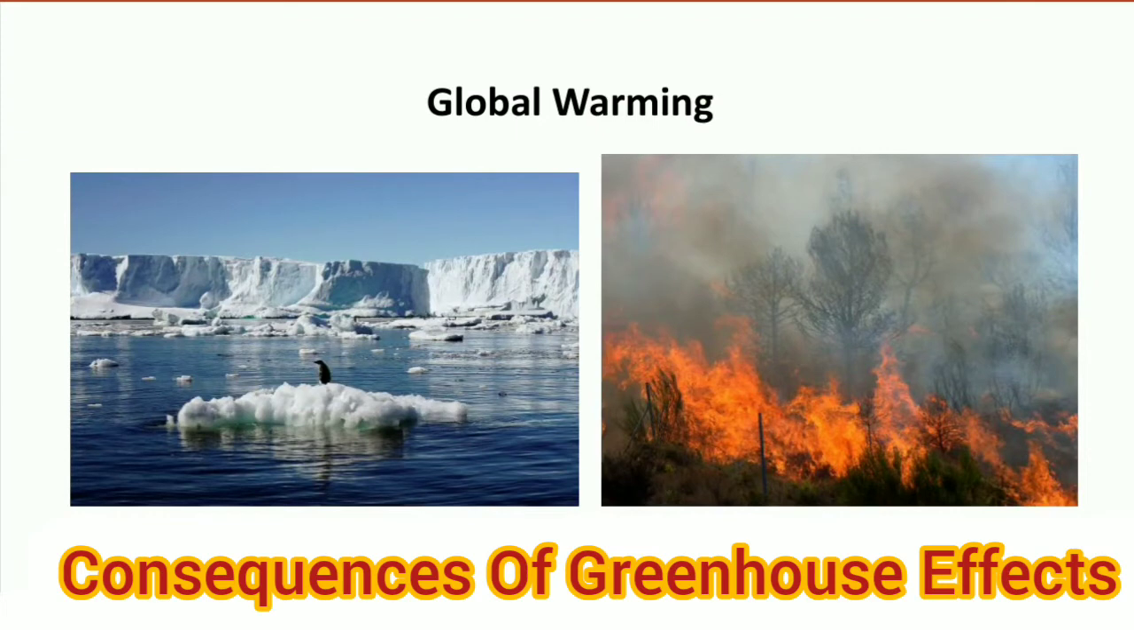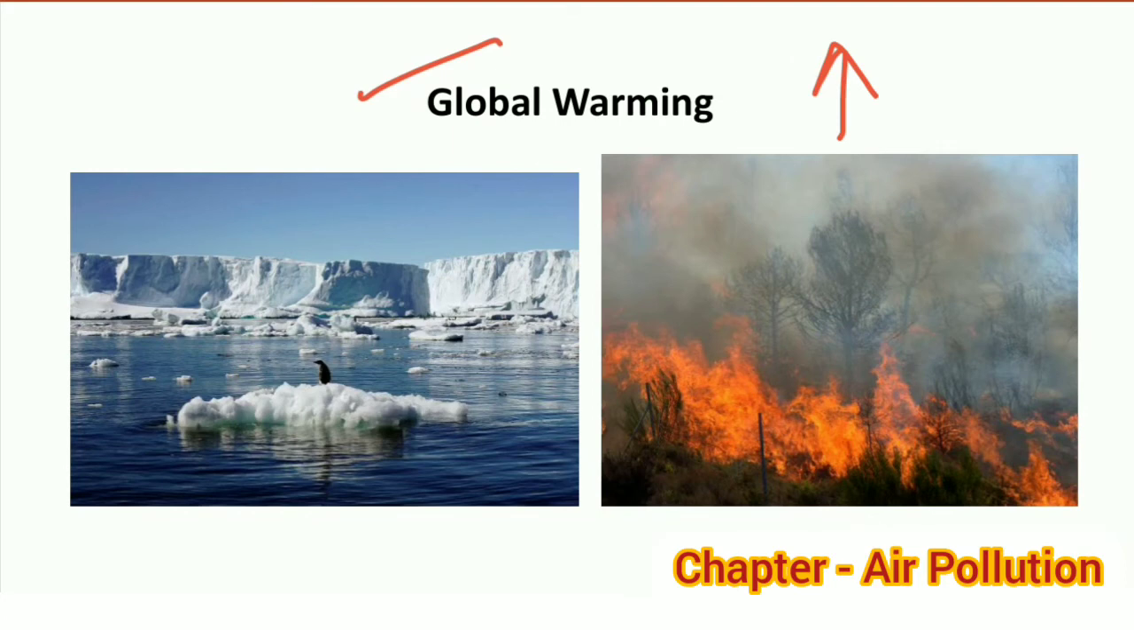Now, what are the consequences of the greenhouse effect? What kind of disasters can the greenhouse effect cause to the earth? First is global warming. Due to the greenhouse effect, the average temperature of the earth's atmosphere is gradually increasing. This is called global warming.